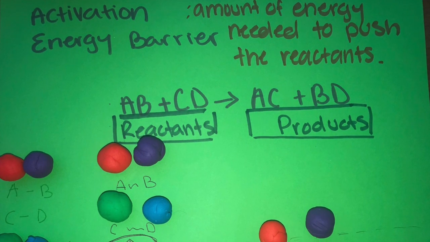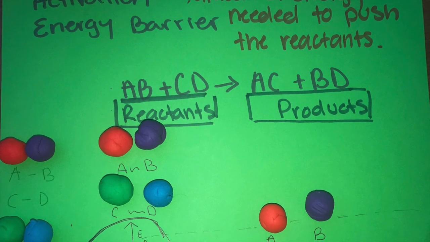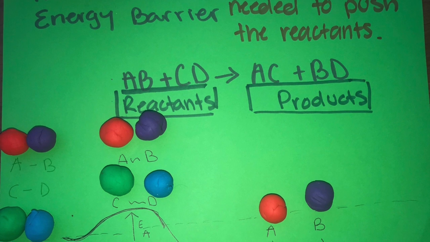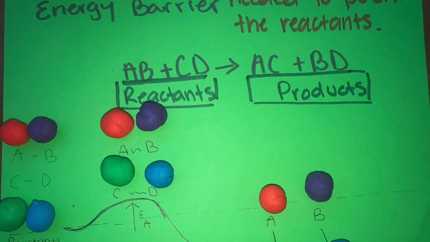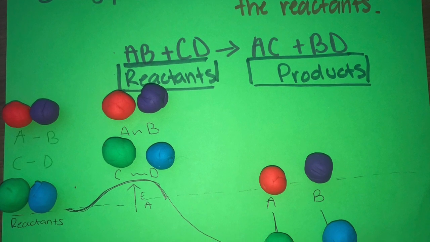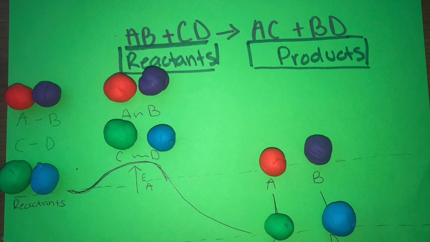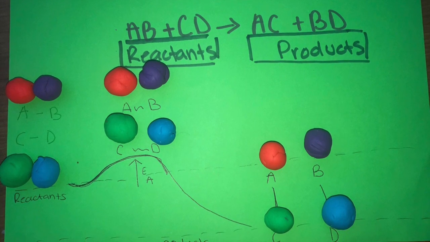Activation energy barrier is the amount of energy needed to push the reactants. The reactants A, B, and C, D must absorb enough energy from the surroundings to reach the unstable transition state, where bonds can break. After bonds have been broken, new bonds form, releasing energy to the surroundings.